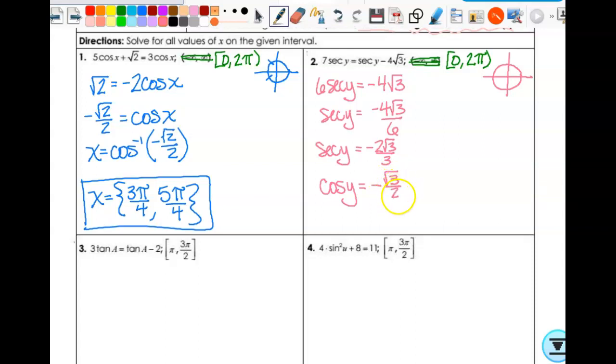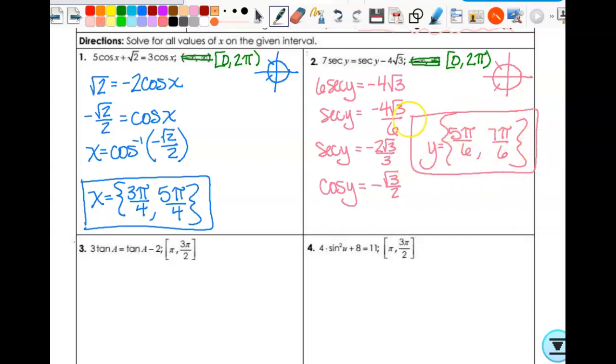All right. Cosine of y is negative. Cosine is negative still in the second and third quadrant. So when I take the cosine inverse of square root of 3 over 2, you get a pi sixth angle. So what's my second quadrant pi sixth angle? 5 pi sixths. And then my third quadrant, 7 pi sixths. Very good.